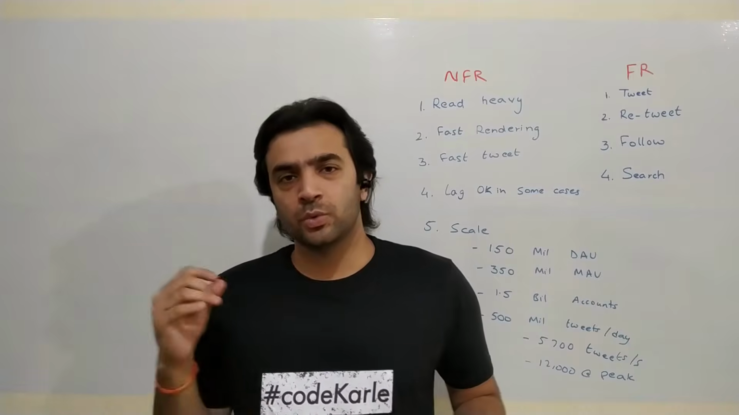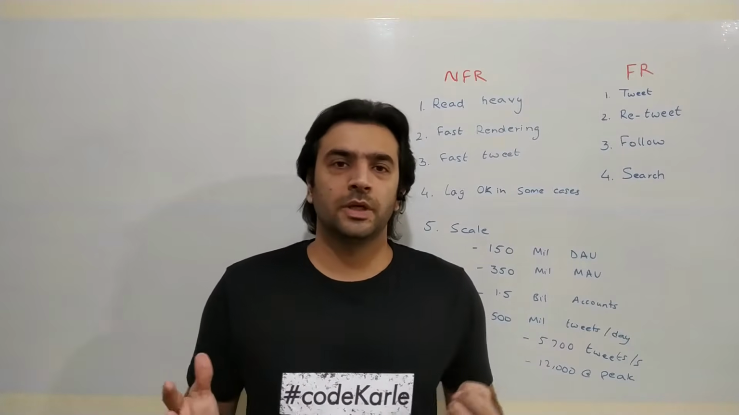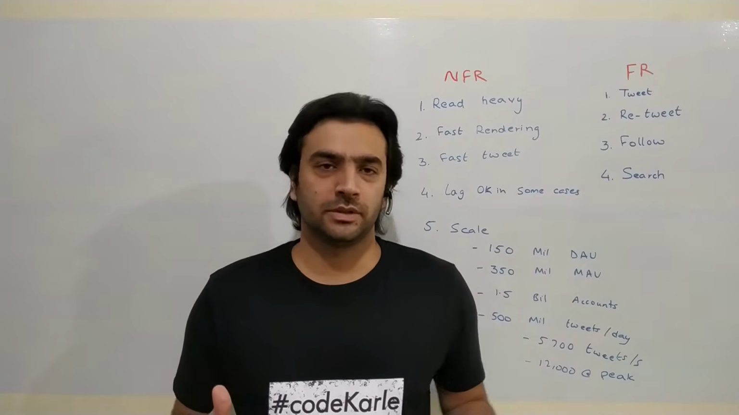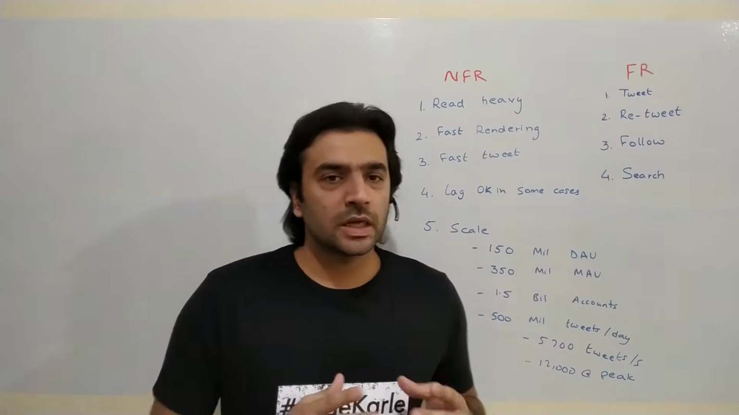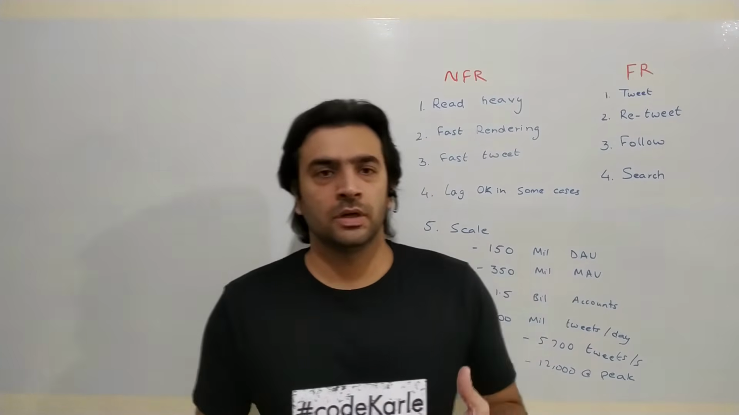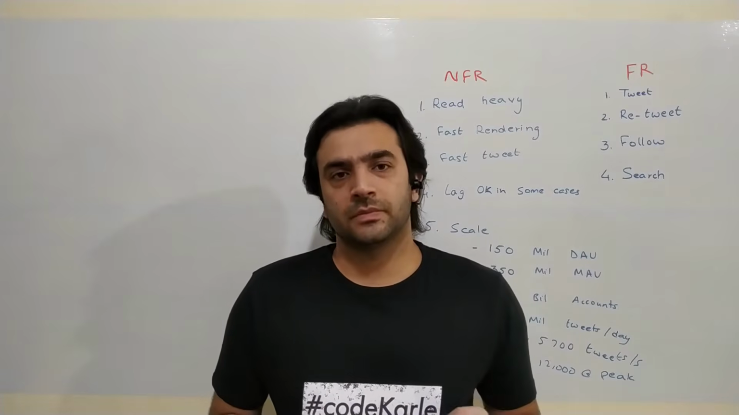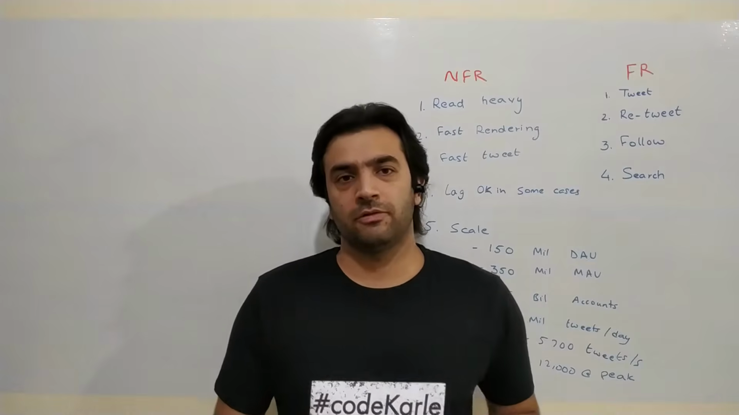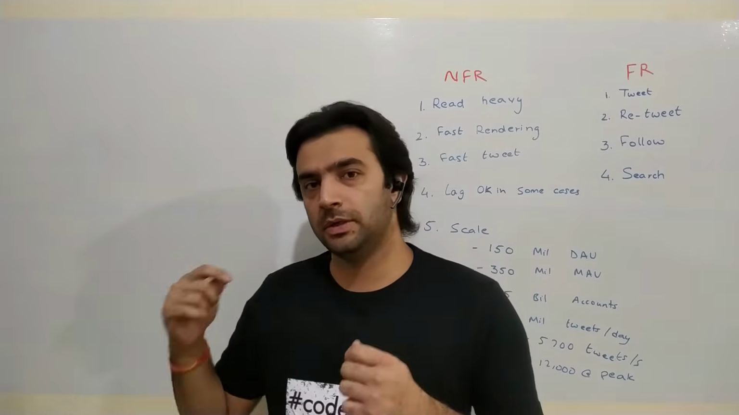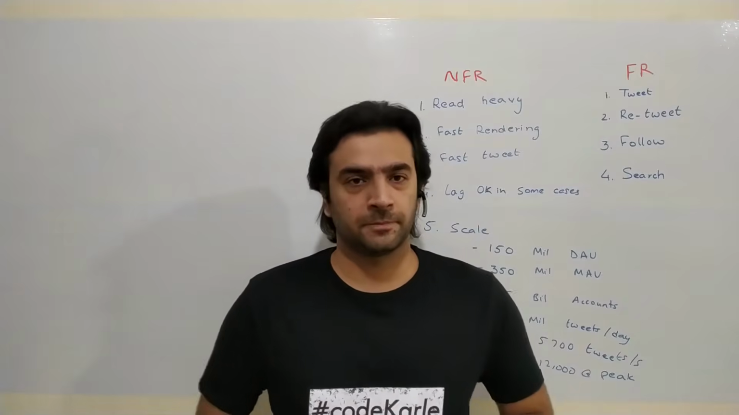So if somebody has tweeted something, you should be able to retweet that, which is very similar to a share on Facebook. Okay. The next thing is you should be able to follow someone. Now that is a directed relationship. So if, let's say, I follow user A, it does not mean user A also follows me. Okay. So that's a unidirectional thing.